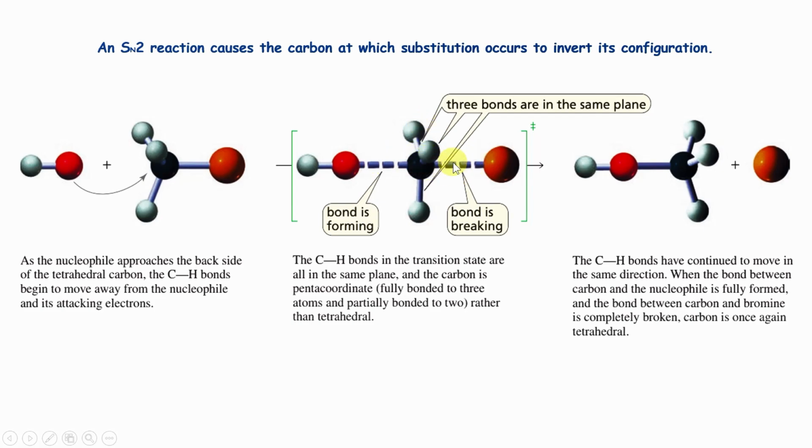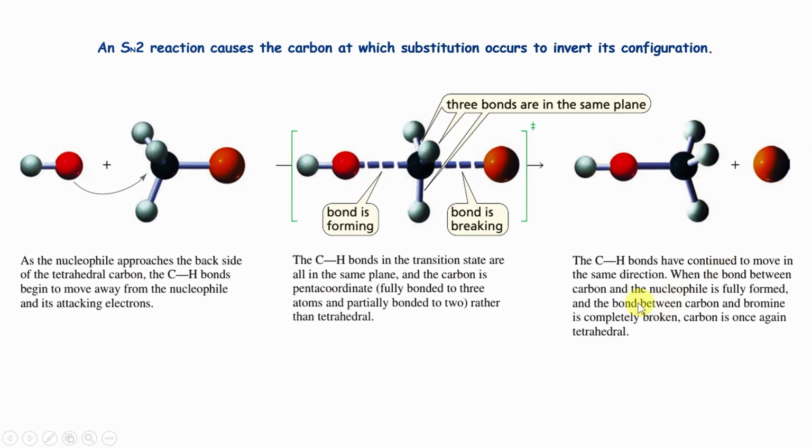You can see the center carbon atom has 5 bonds, but all the carbon-hydrogen bonds are in the same plane rather than tetrahedral. The bond between carbon and the leaving group is in the process of breaking, and the bond between the nucleophile and the carbon is in the process of formation. Then, in the product, you can see the carbon-hydrogen bonds, which in the transition state have continued to move in the same direction, that is, away from the nucleophile.